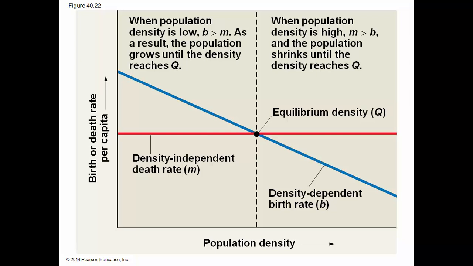This simple model considers only birth and death rates. Immigration and emigration rates are assumed to be either zero or equal. In this example, the birth rate changes with population density, while the death rate is constant. At the equilibrium density, Q, the birth rate and death rate are equal.